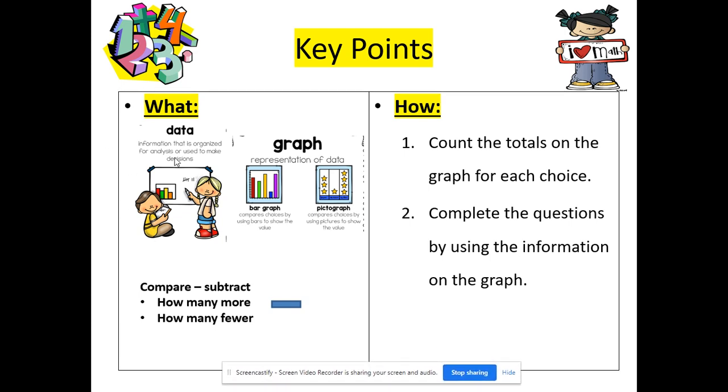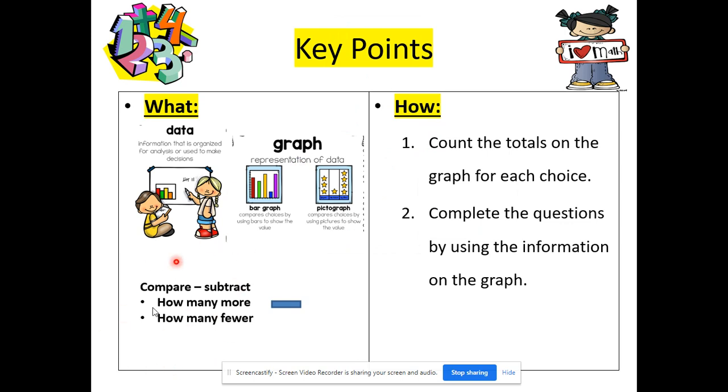Well, we need to know what data is, and data is just information that is organized so that we can use it to answer questions, just like we have been doing. And now, instead of working with tables with tally marks, we're using graphs, which are a representation of the information that they collect. And we've been working with bar graphs, which compare choices by using bars, and pictographs, which compare choices by using pictures to show the value.